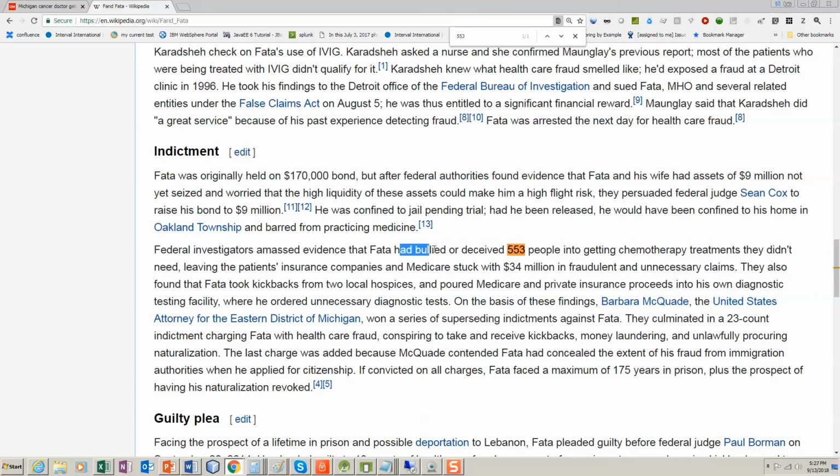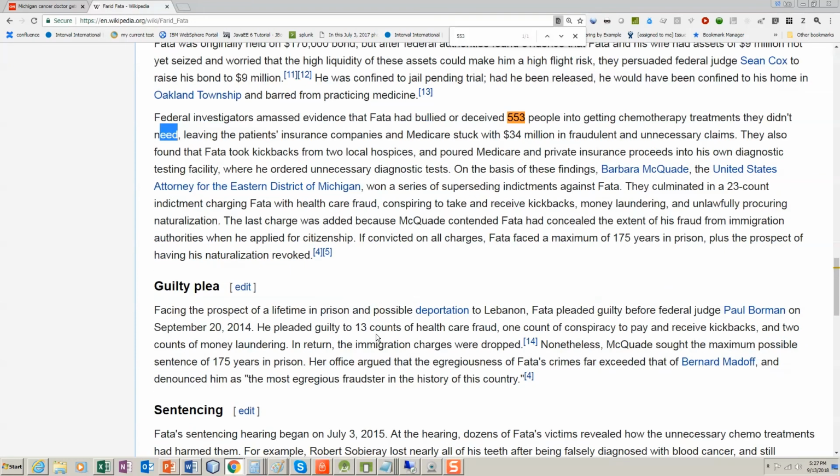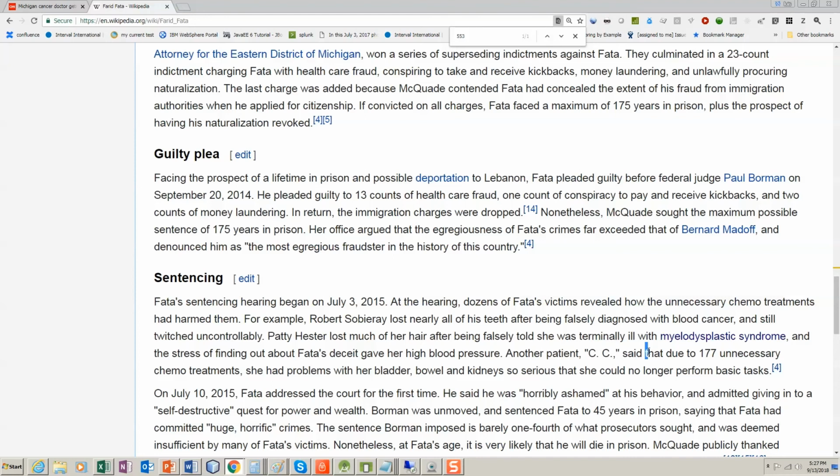553 people, according to a federal investigation, were scammed into getting chemotherapy treatments, killer treatments that they didn't need. And read this. A patient that had 177 unnecessary chemo treatments just for crime. So we have to admit that doctor crime practice actually exists.